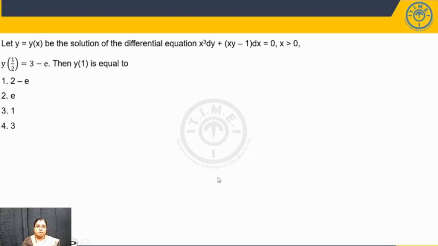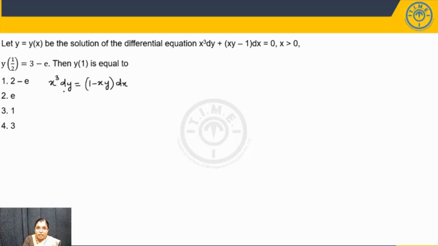Our first question is: let y equal to y of x be the solution of the differential equation x cube dy plus (x y minus 1) dx equal to 0, x greater than 0, and we are given that y of half is equal to 3 minus e. We have to find the value of y of 1. So let's first try to rewrite this equation like this: x cube dy equal to, when you take this term to the right hand side, it will become negative, so I'm going to write it as (1 minus x y) dx.